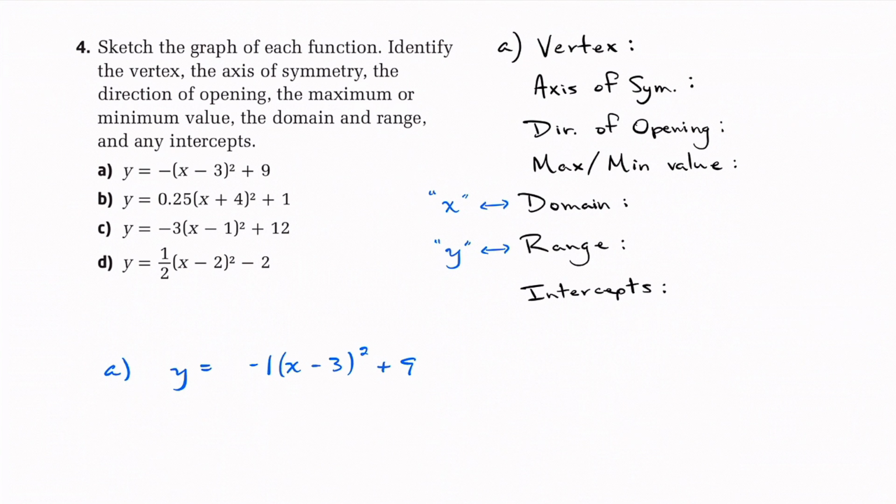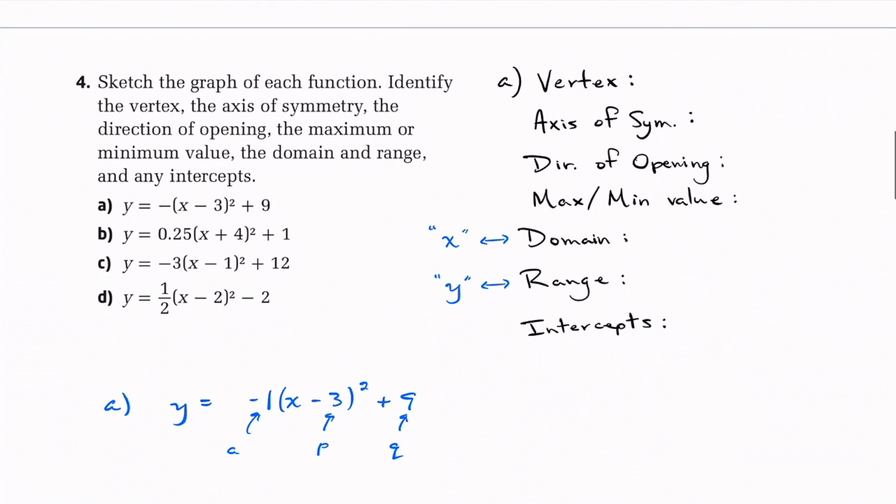So now I can see this is my A value, that is my P value, and that is my Q value. So this is A, I'm just going to write it. That's P, that's Q. So the vertex is going to happen at P and Q. So that's going to be at 3 and 9. The axis of symmetry is just at x equals the x point of the vertex, so x equals 3.